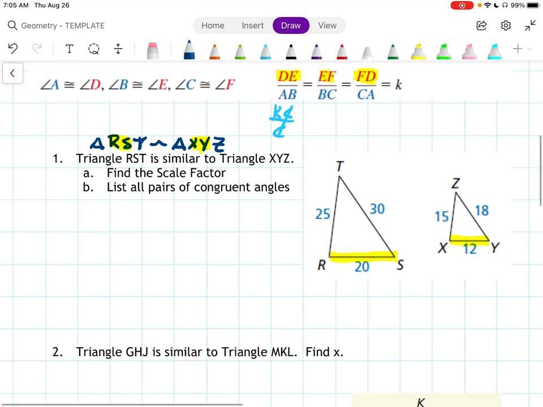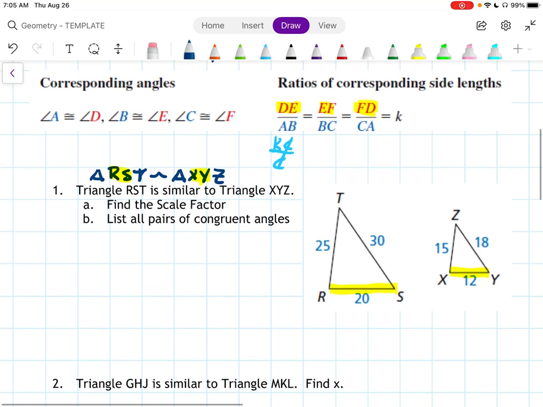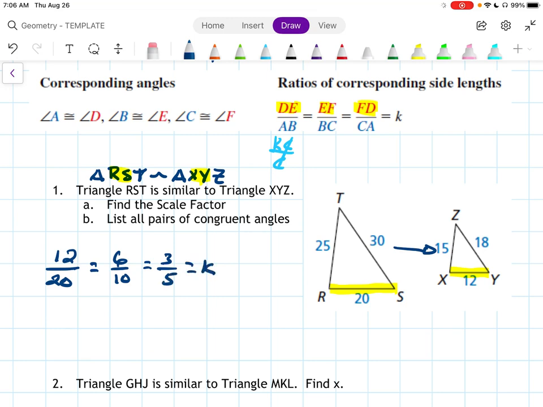Now for the scale factor, I told you earlier that you have to decide which direction the similarity transformation is going in. I'm going to say that it's going from left to right, okay? If it is going from left to right, then I'm going to take the 12 over 20. That will reduce to be what? 6 over 10, which is 3 over 5. That would be my K. Now, if instead I said that we went from right to left, then it would end up being 5/3 equals K. Okay? You have to make that decision for yourself.